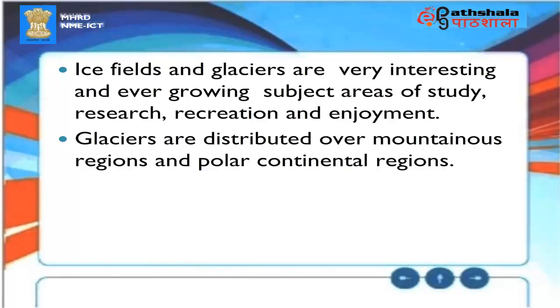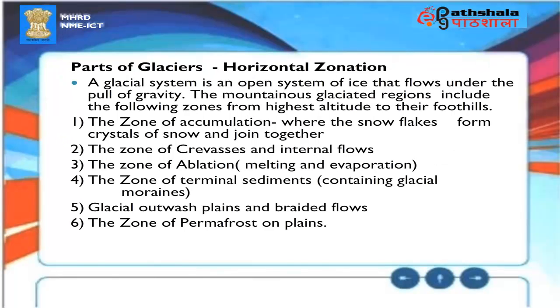Glaciers are distributed over mountainous regions and polar continental regions. Parts of glaciers. Horizontal zonation. A glacial system is an open system of ice that flows under the pull of gravity. The mountainous glaciated regions include the following zones from highest altitude to their foothills.